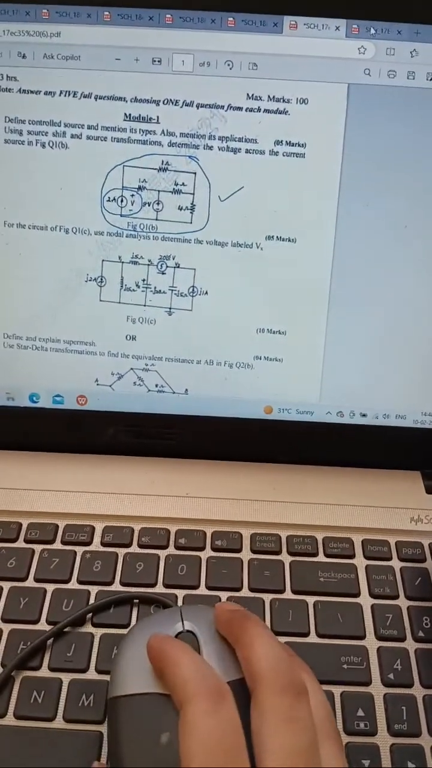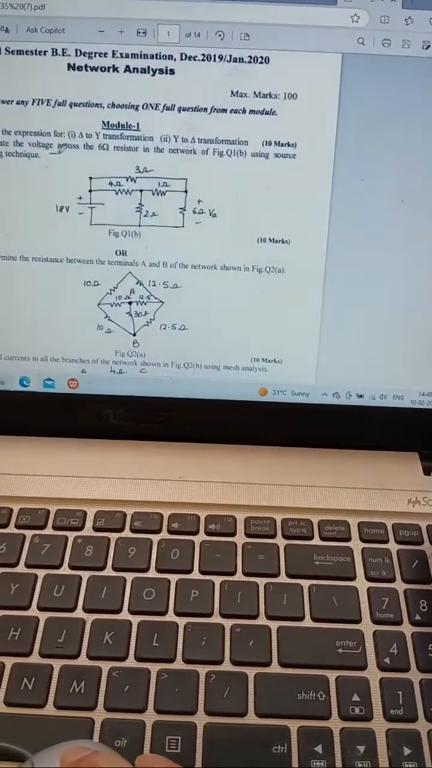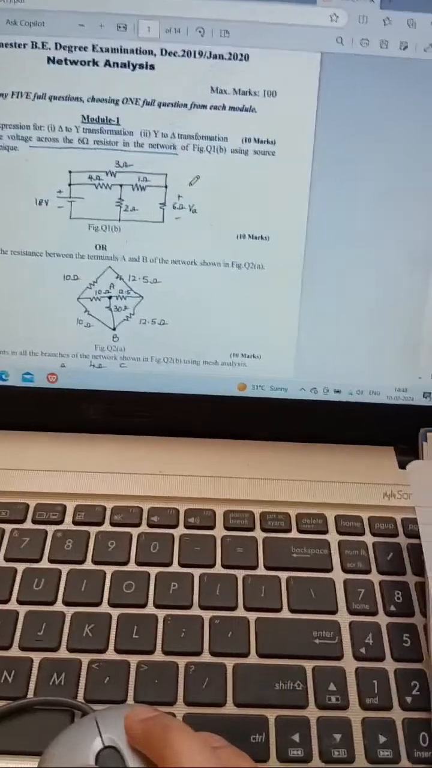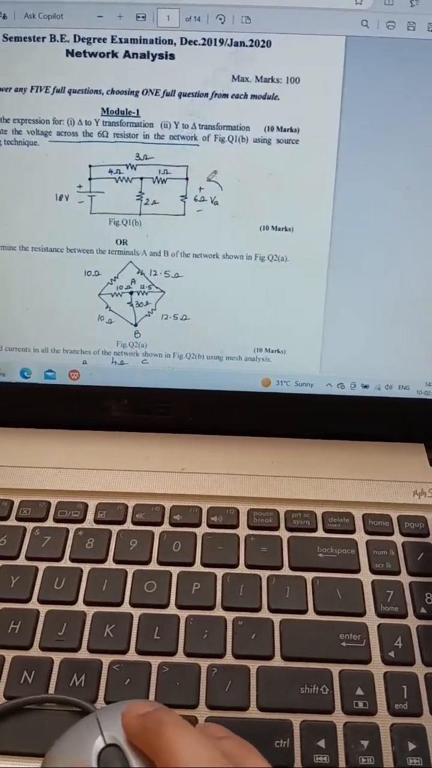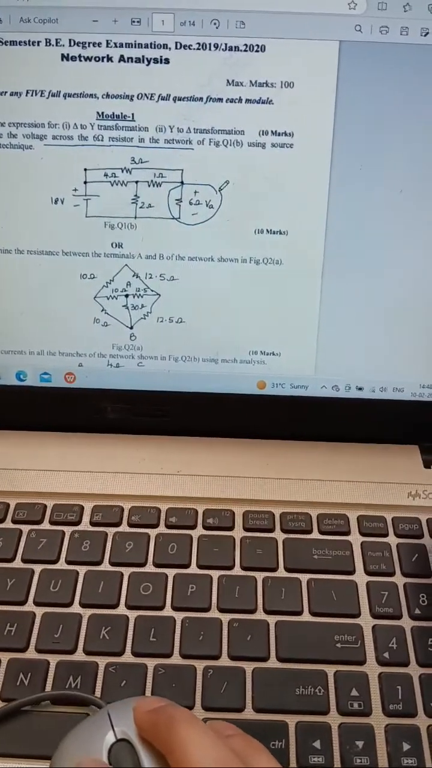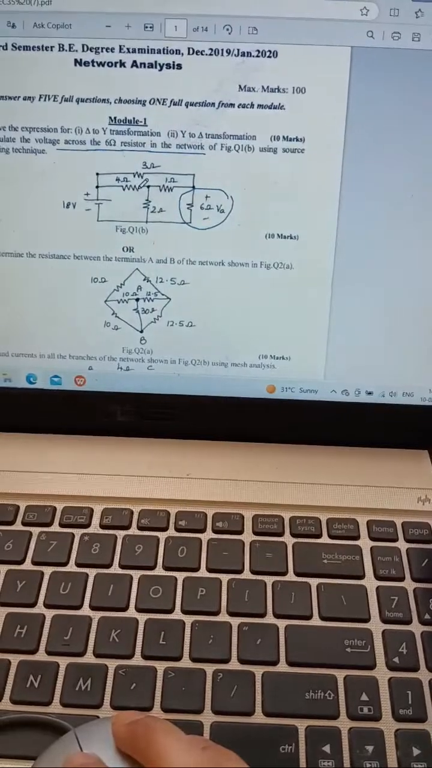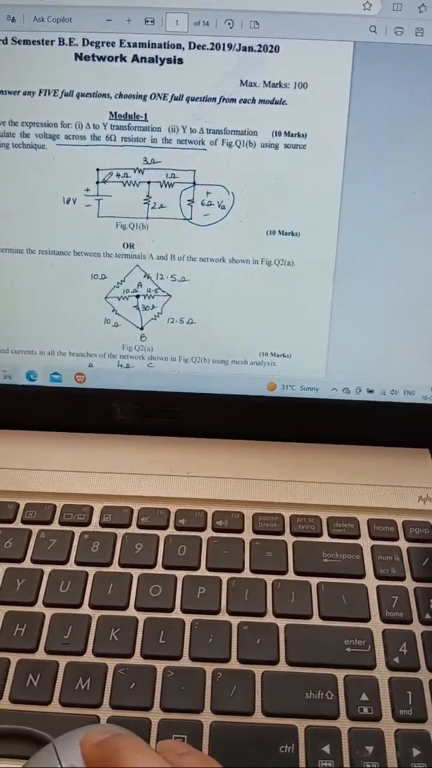Okay, and the next one is this: calculate the voltage across the 6 ohm resistor in the network as shown in the figure, right? This is also one problem that they have given to you. You have to find the voltage across the 6 ohm resistor using the source shifting technique. So for source shifting, here is a voltage.